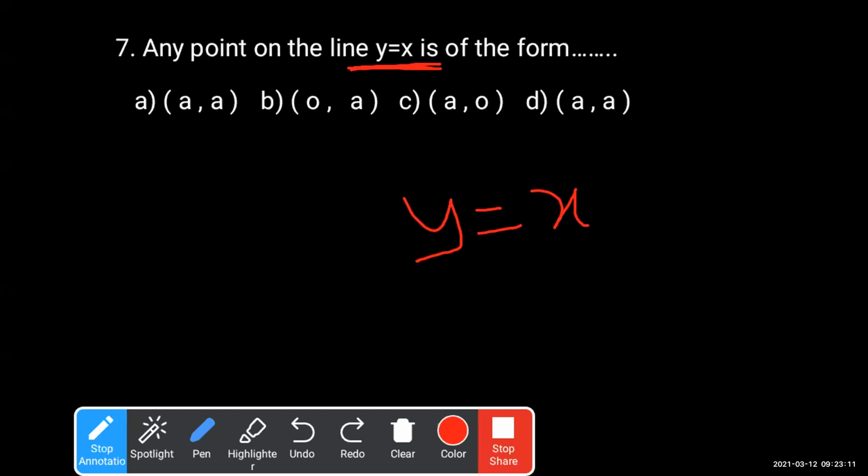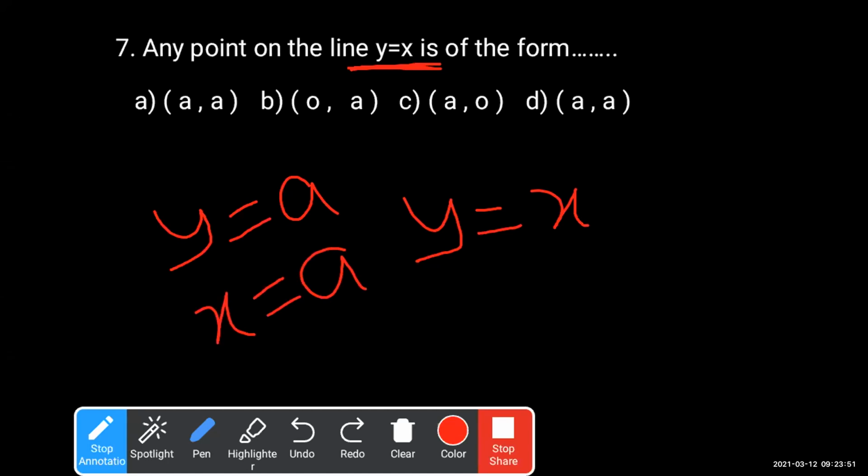So if you check this A option, A comma A, that means the x coordinate is A and the y coordinate is also A. So I think this option will match. But let us check the next options also. Second option, 0 comma A. Here the x coordinate is 0 and the y coordinate is A. That means it will be in the form y is equal to A. Same here, it will be in the form x is equal to A.